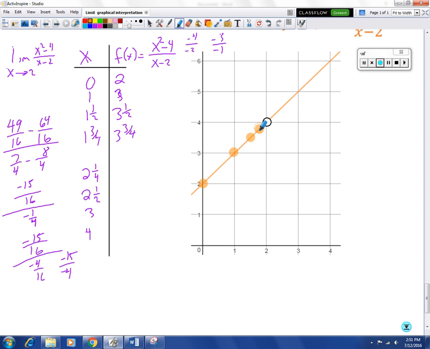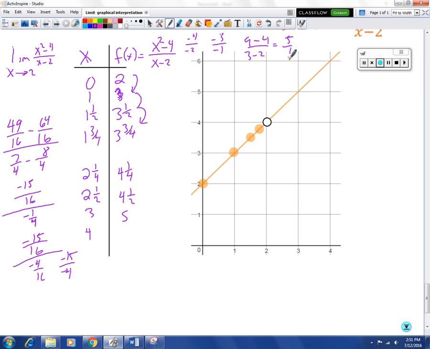Okay, so we see a trend happening. Our answers go from 2 to 3, from 3 to 3 1/2 to 3 3/4. To speed us up a little bit, when we plug in 2 1/4, we get 4 1/4, as you can imagine. 2 1/2, we're going to get 4 1/2. When we plug in 3, we're going to get 5. 3 squared is 9, 9 minus 4, 3 minus 2, we get 5 over 1, which is 5.